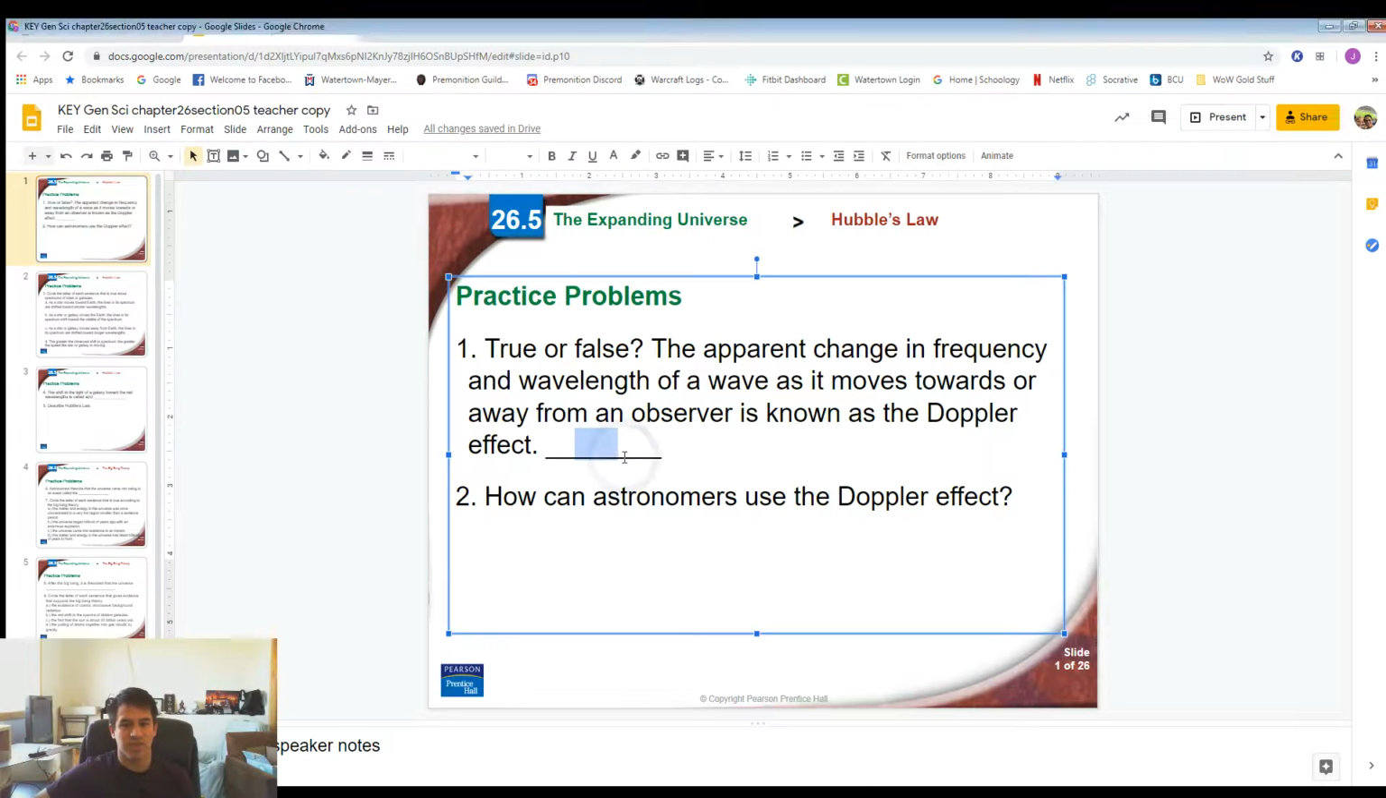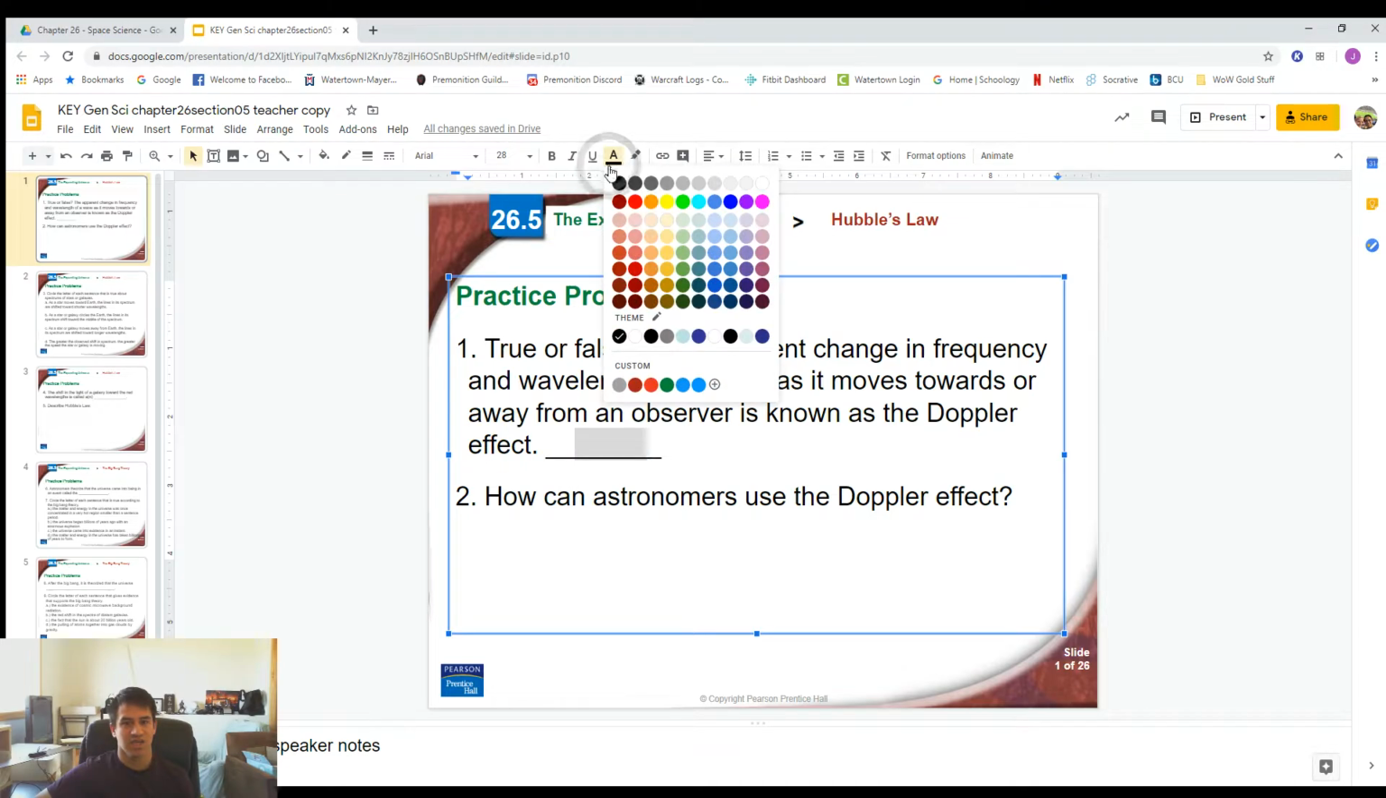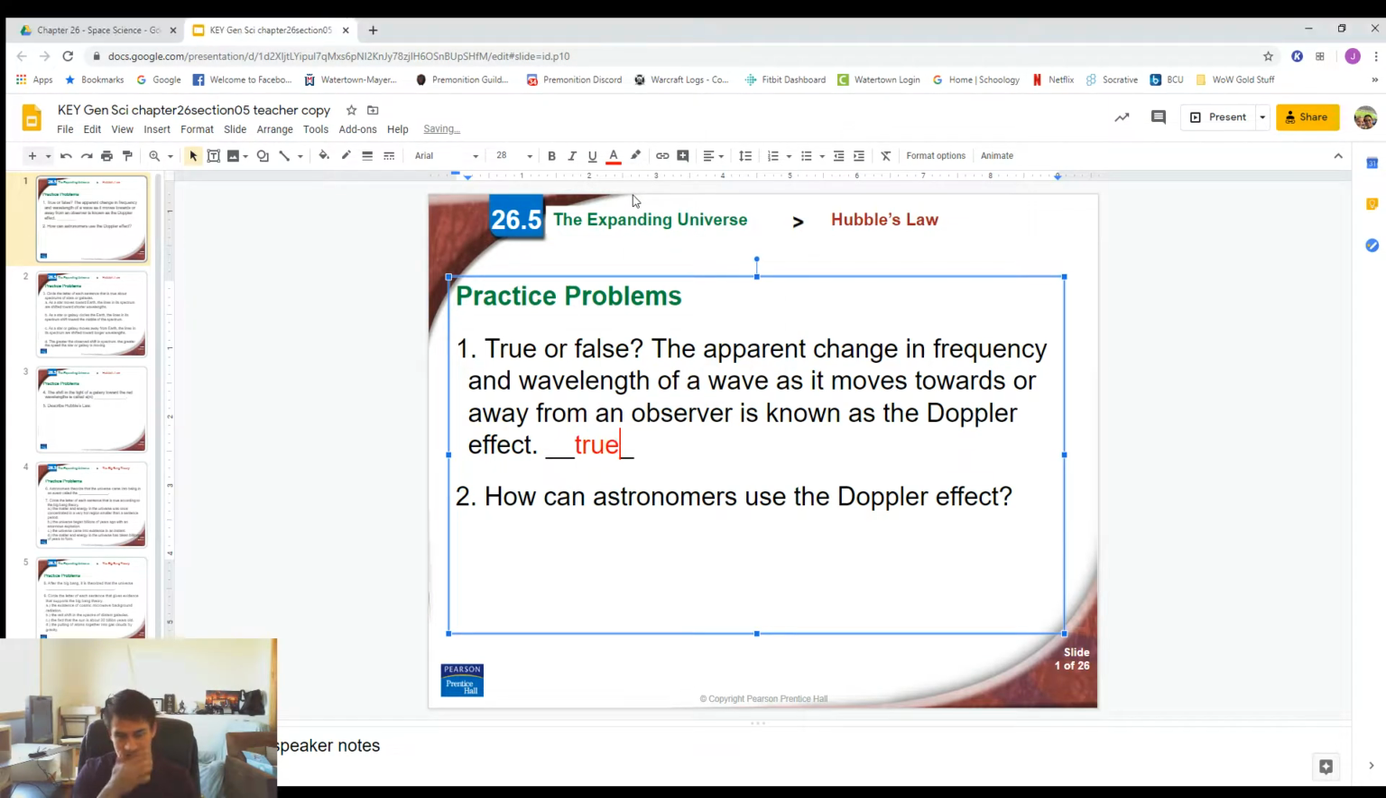True or false, the apparent change in frequency and wavelength of a wave as it moves towards or away from an observer is known as the Doppler effect. That is true. I know that sounds like a really long, complicated explanation. Basically what it means is if there's a wave and it is moving towards or away from someone who is looking at it, it will seem like the wavelength will be shorter or longer depending on how it's moving. So that's known as the Doppler effect. There's a video on that that you were supposed to watch. Hopefully that will help make it a little bit more clear.